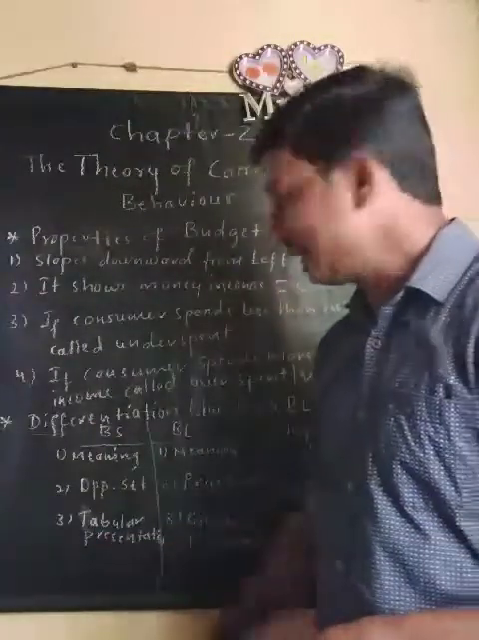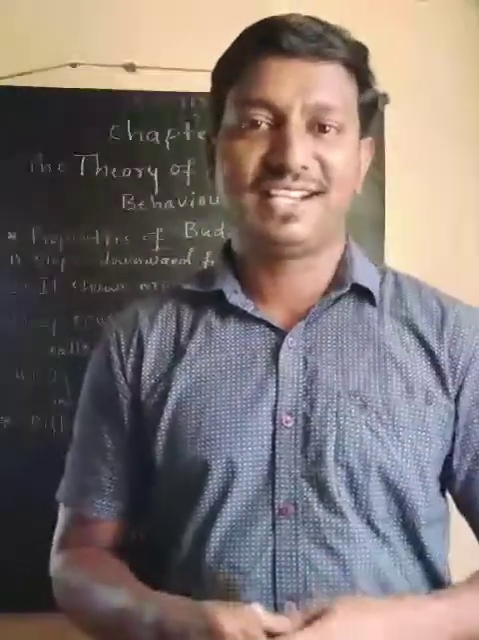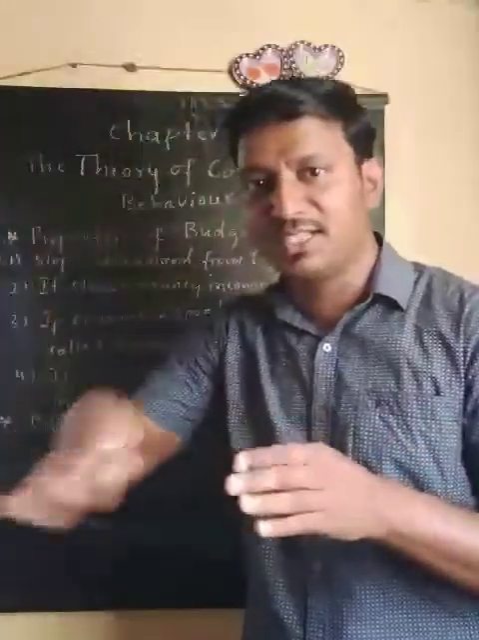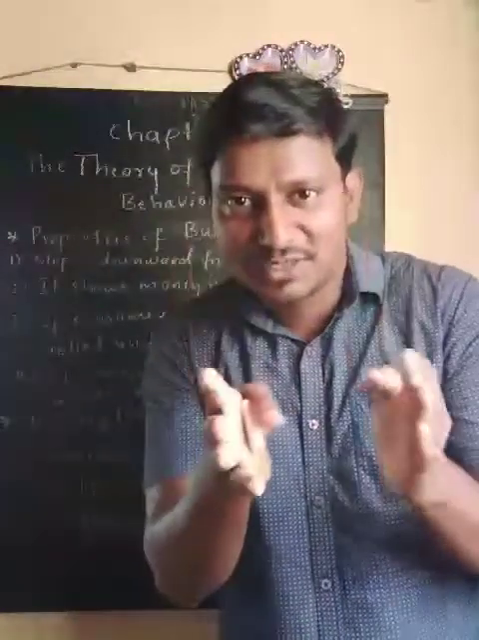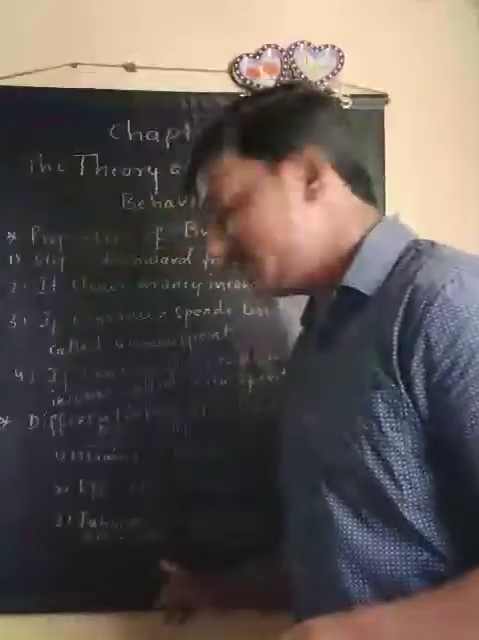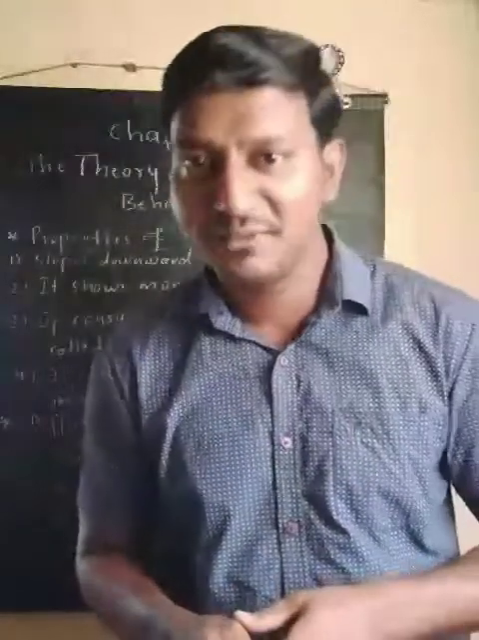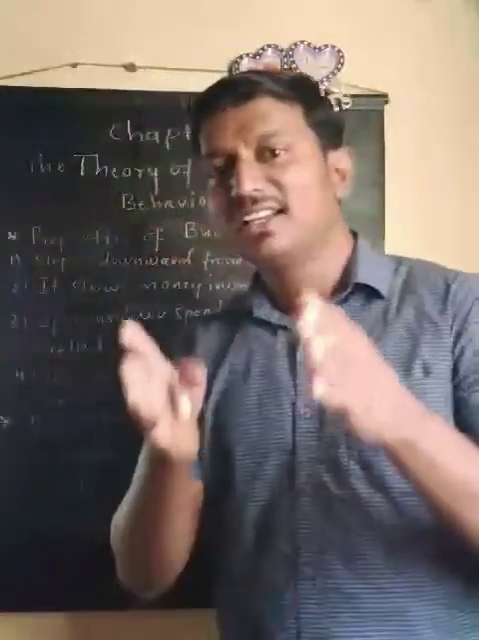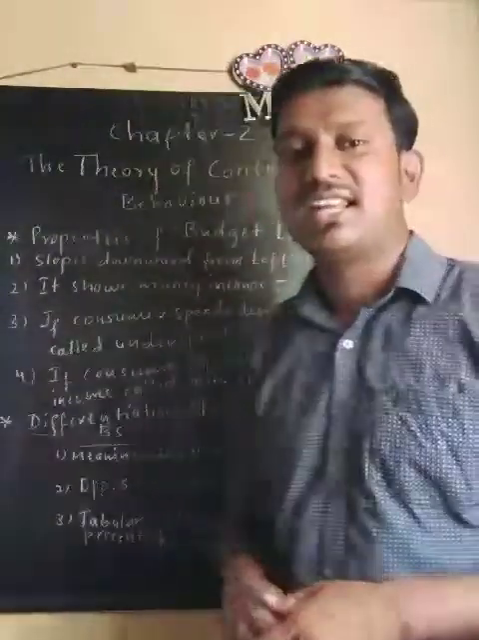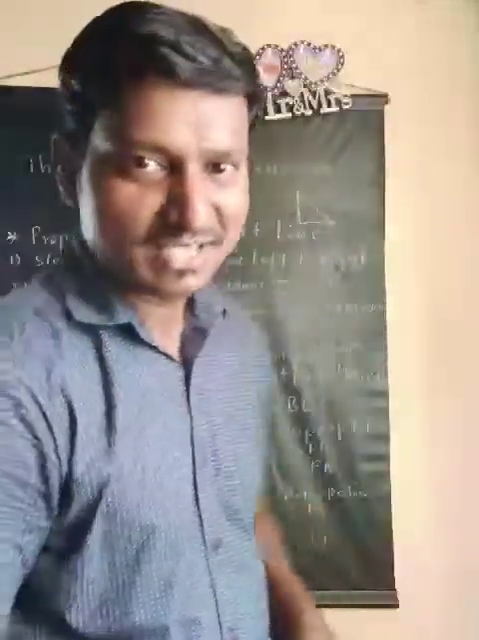In the last one, budget set is the tabular presentation of data, or schedule presentation of data, where we put the budget set into a table, and by that we understand. But in the budget line, we do not use a schedule, we go with a diagram. So the budget line is a graphical or diagrammatic form of presenting the data. Budget set is the tabular presentation, whereas budget line is the diagrammatic presentation of data. These are some of the differentiations between budget set and budget line.